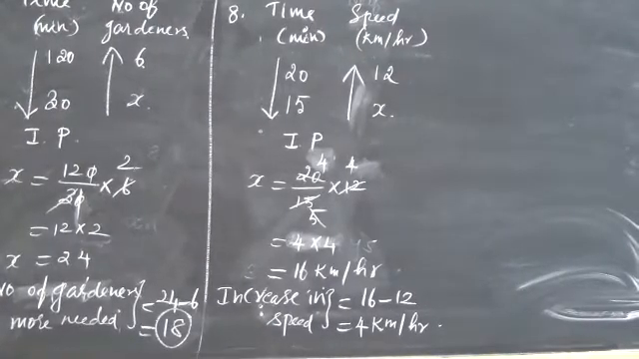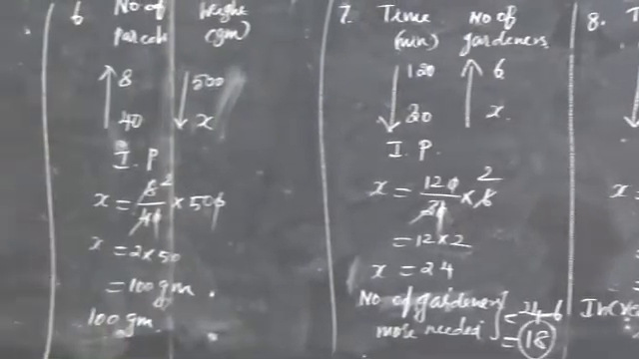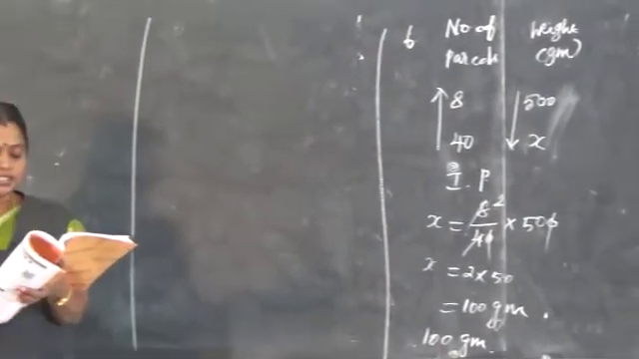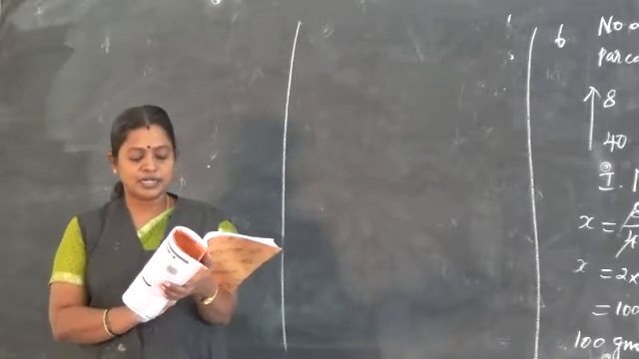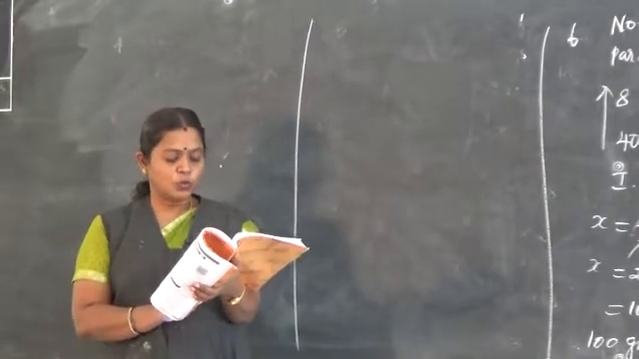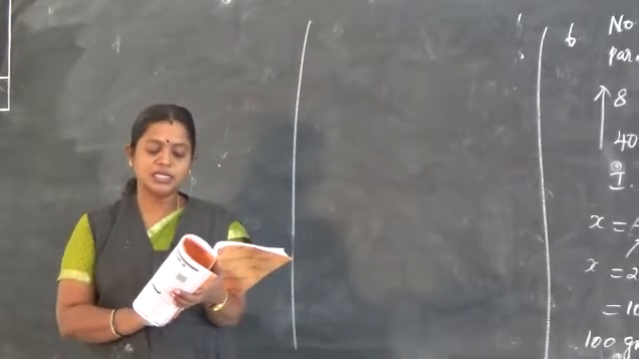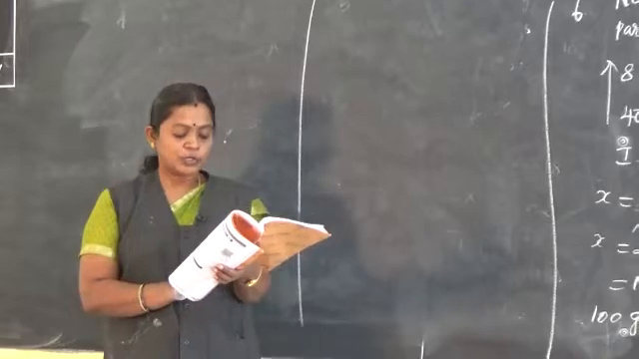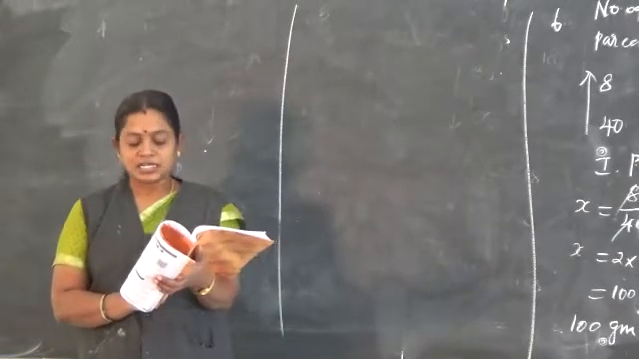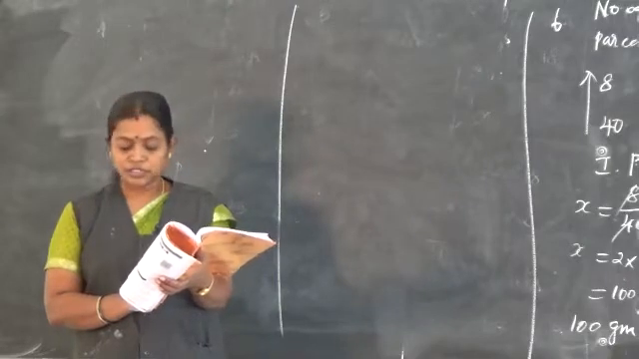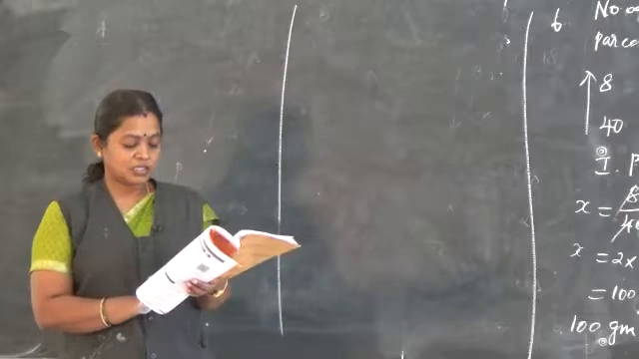Come to the 9th one. A toy company requires 36 machines to produce car toys in 54 days. How many machines would be required to produce the same number of car toys in 81 days? They are producing in 54 days with 36 machines. Now the time is increasing. They are preparing in 81 days. How many machines can they use?